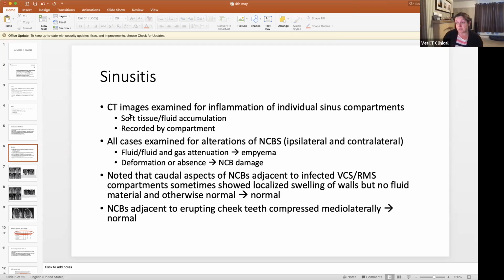They noted that the caudal aspects of the nasal conchobullae adjacent to infected ventral conchal and rostral maxillary sinuses sometimes showed localized swellings of the walls caudally, but no fluid material rostrally, and they were otherwise normal. So they recorded those ones as normal. There's an example image in a minute. And the other thing they noted was that nasal conchobullae adjacent to erupting cheek teeth were often compressed mediolaterally, and they termed those normal as well.